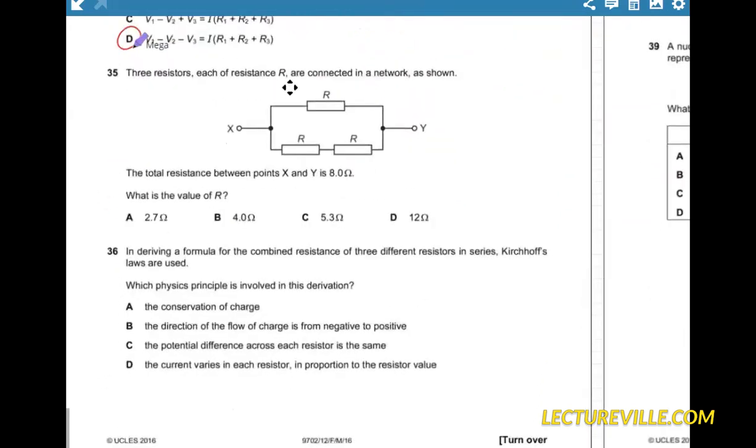Three resistors, each of resistance X, are connected in a network as shown. The total resistance between X and Y is 8 ohms. What are the values of this? So it is product over sum: X into 2X over 3X equals 8. So 2X square equals 24X. X equals 12 ohms.